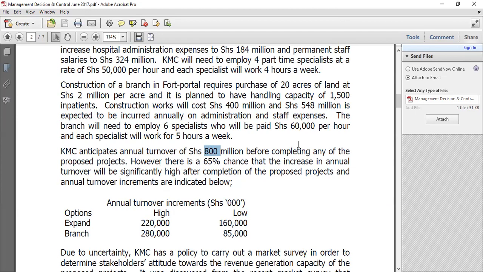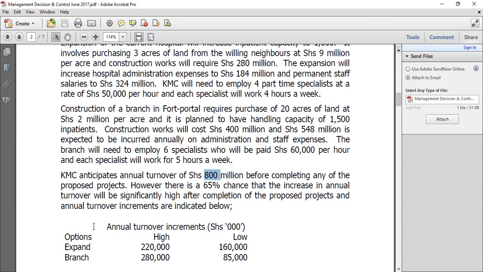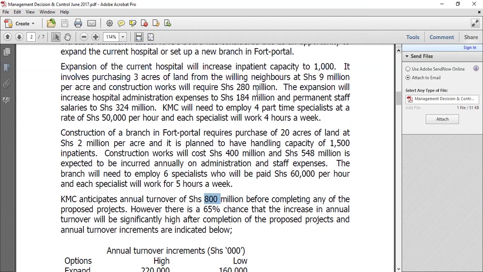Now you also know the expenses that we have. Under expand, they have given you the expenses. They are telling you that the expansion will increase the hospital administration expenses by 108 to 184, and the permanent staff will increase to this value. And for the 4 specialists, you multiply 4 times 50, 4 hours times 52 weeks. You're able to get the cost for these 4 part-time specialists. So this will be your costs that are coming as a result of this expansion, the annual costs.